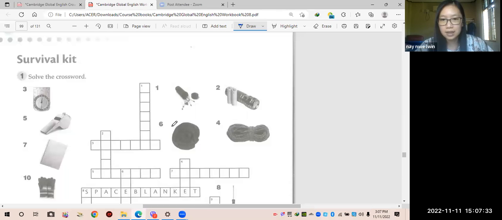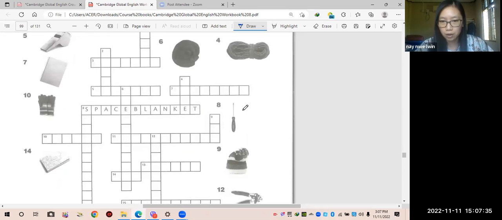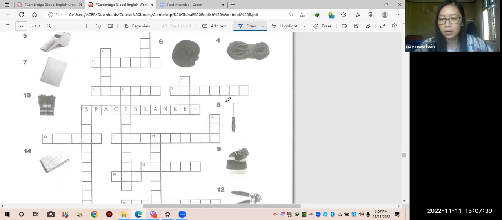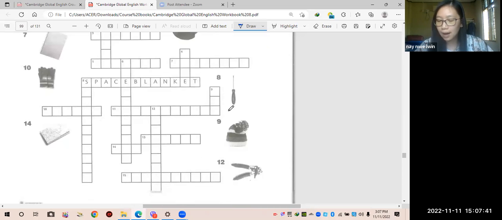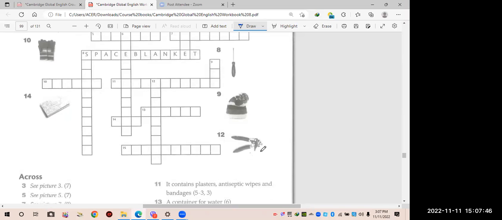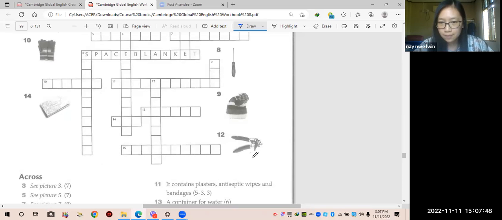And number 8 is see picture 8. What is that? How do we call this? Screwdriver. Screwdriver, correct. And how about number 9? What is that? Hat. A hat. And how about 12? What is that? Tin opener. Tin opener, correct. The last one is tin opener.